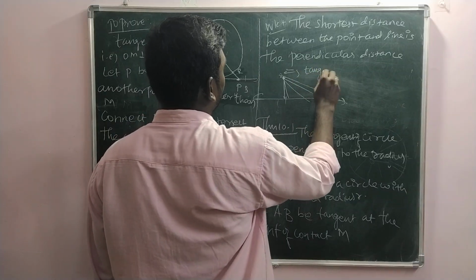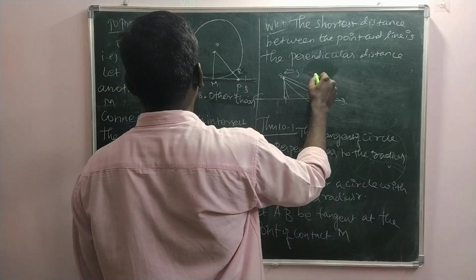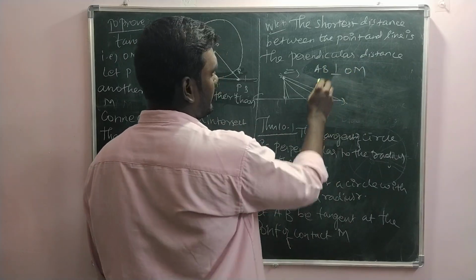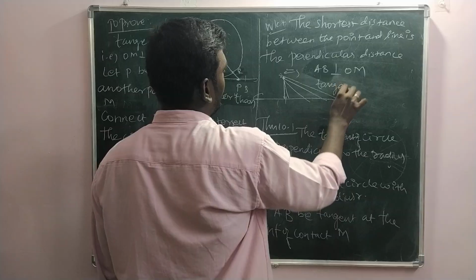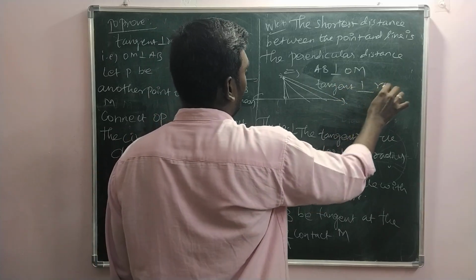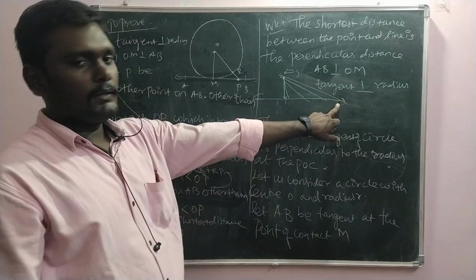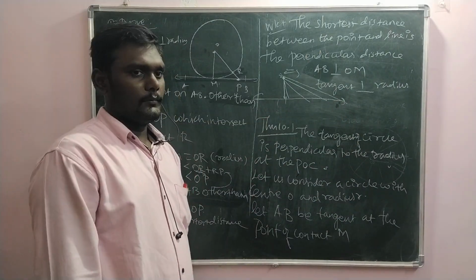the tangent, it's in place. We have AB is perpendicular to OM, which is the radius. So we get the result that tangent is perpendicular to radius. This is a very important result that we are using throughout this chapter. Alright.